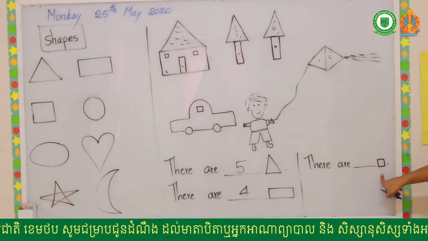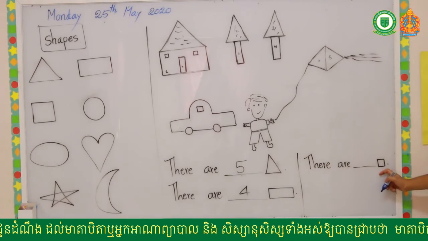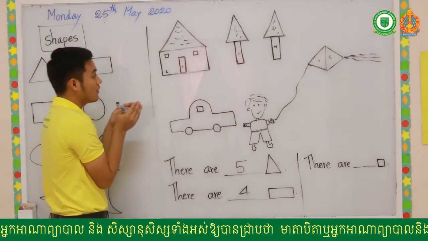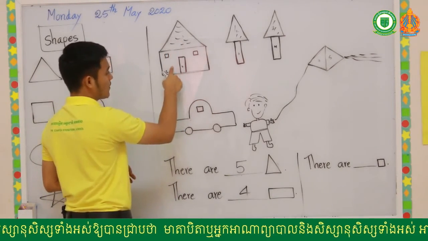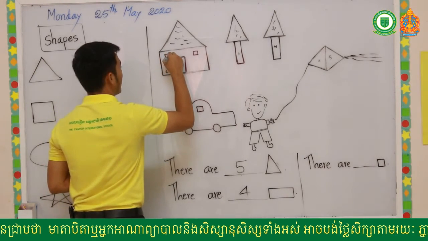And the last one you need to find, square. Okay, you don't care about this, but you just care about square. Okay, can you find square here? You look at the house first. Okay, this one is a triangle, this one is a rectangle. So here is a square. Okay, one.